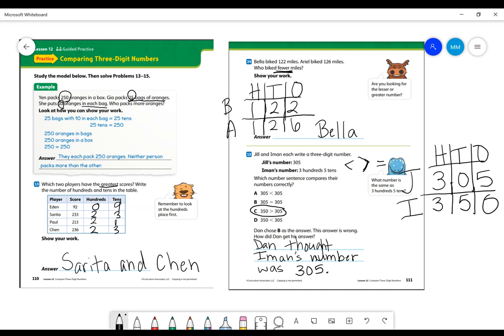All right, Smarties, that is it for lesson 12. Don't forget, when you are comparing numbers, you always start with the greatest place value. So we started with comparing in the hundreds place, then the tens place, and finally the ones if our hundreds and tens were the same.